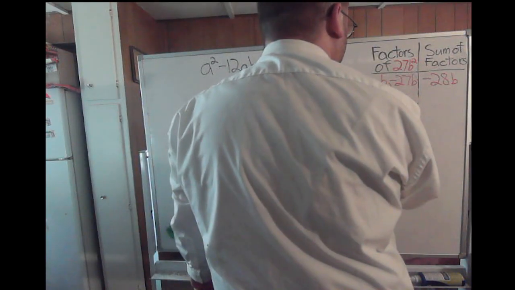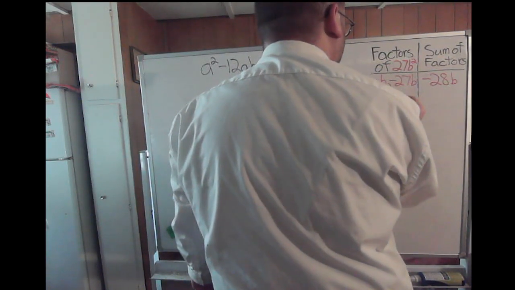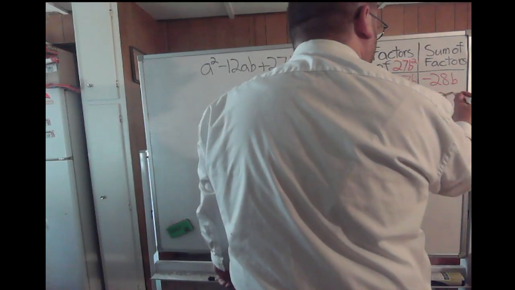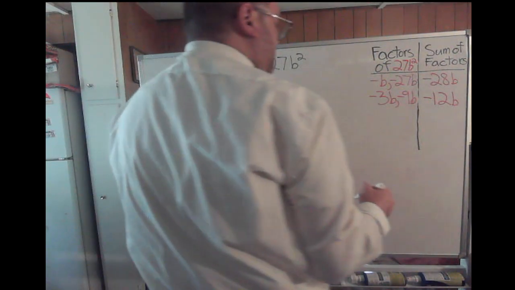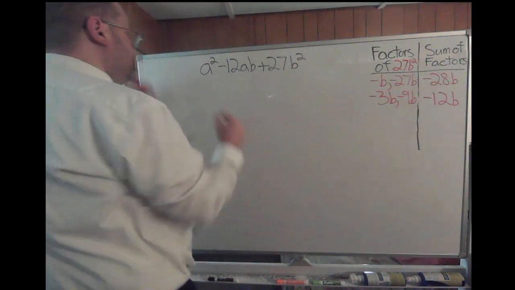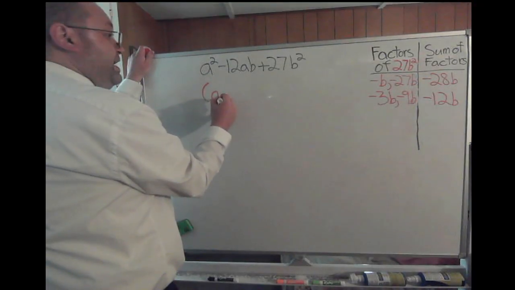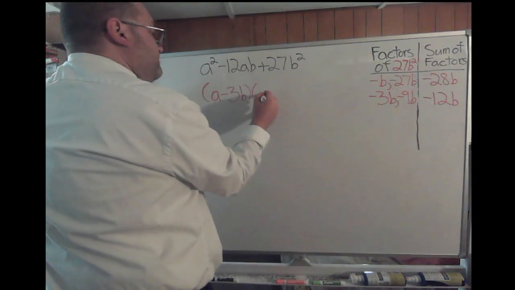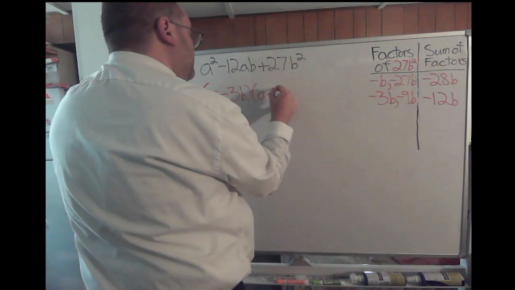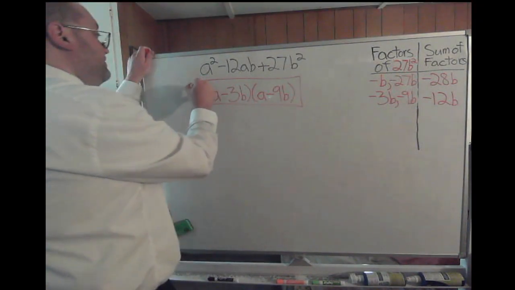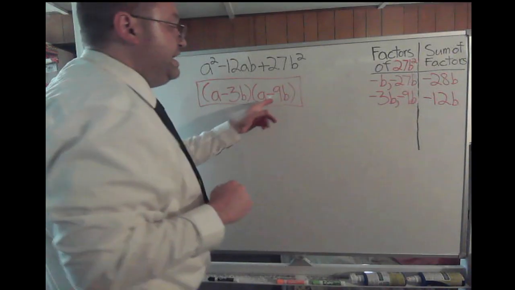That doesn't work. The only other factors would be negative 3b, negative 9b, which when you add negative 3b and negative 9b together, you would get negative 12b. So negative 12 does match up with the coefficient that we need in the middle of negative 12. So therefore we have our factors. We have a minus that 3b times the quantity of a minus 9b. So this would factor into the quantity of a minus 3b times the quantity of a minus 9b.